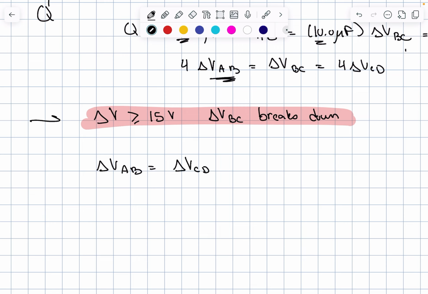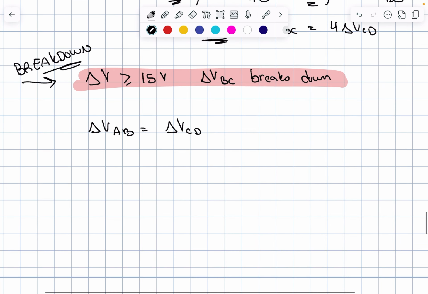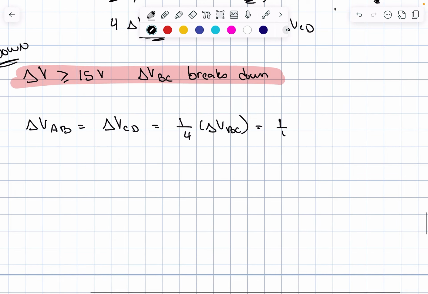So at this breakdown point, when this happens, we want to know what was delta V across A and B, and what was delta V across C and D? And we know that that is going to be equal to 1/4 of delta V BC. And we know that at this breakdown point, that was equal to 1/4 of 15 volts. So as soon as we hit 15 volts, there's breakdown. We have an electric potential difference across this plate and across this plate. What is it? Well, it's 1/4 of 15 volts. So delta V AB is equal to delta V CD is equal to 3.75 volts.